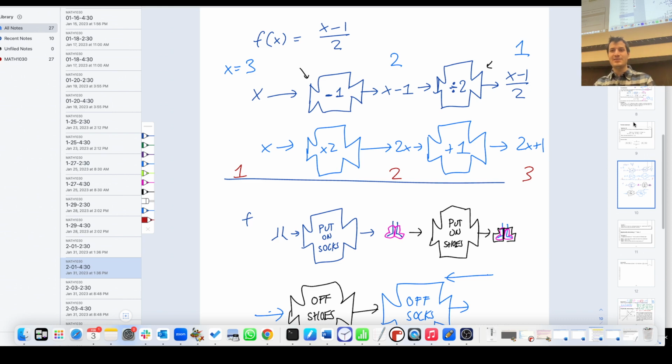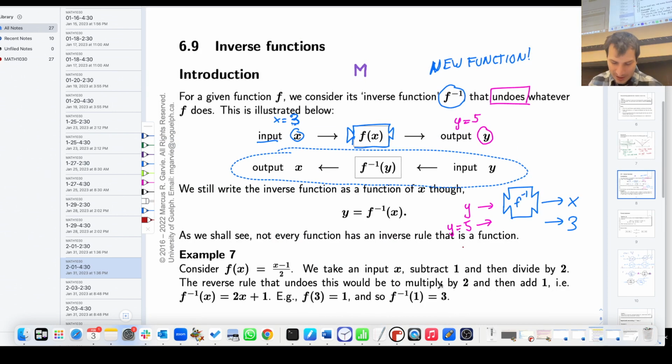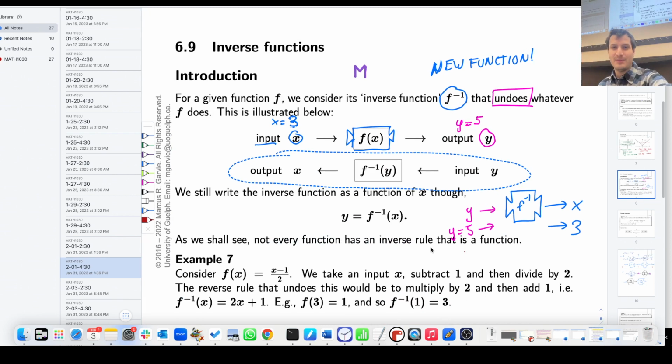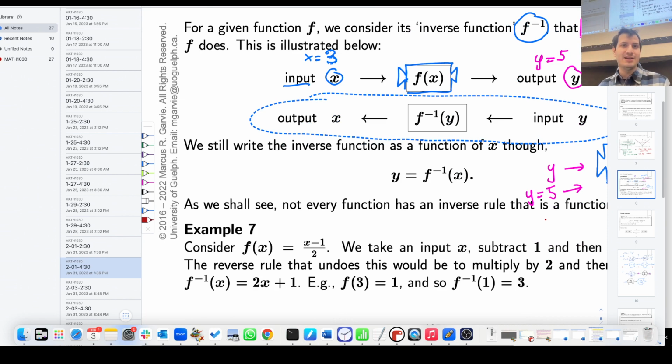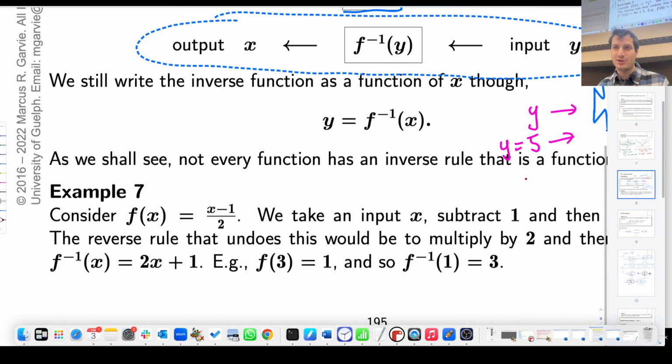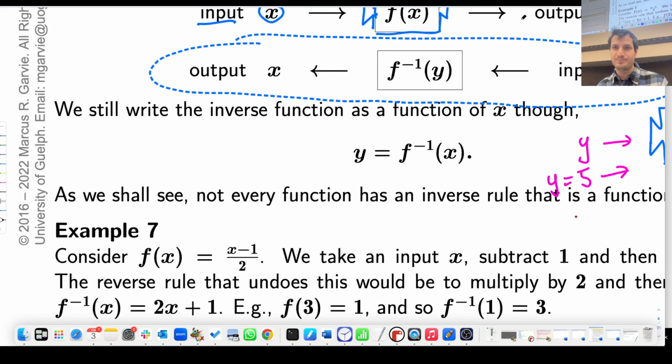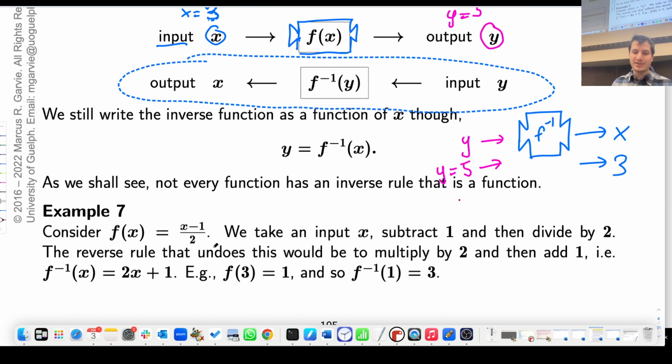Everything I've done so far is literally exactly what it says on page 195. At the bottom of page 195, it has everything I've just said listed in words. So consider the function x minus 1 divided by 2. We take an input x, subtract 1, and then divide by 2. Those were the two steps we did. The reverse rule would be to multiply by 2 and then add 1. And again, the order is reversed the same way as for socks and shoes. So f inverse of x is 2x plus 1. That's what we just did. And there's the example: f of 3 is 1, and f inverse of 1 is 3.